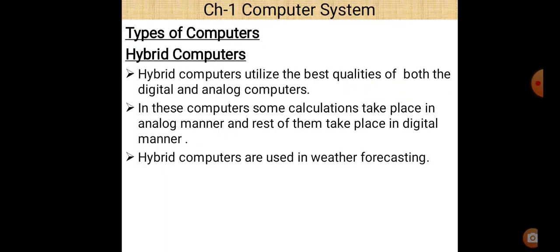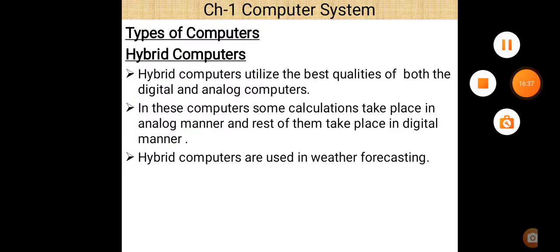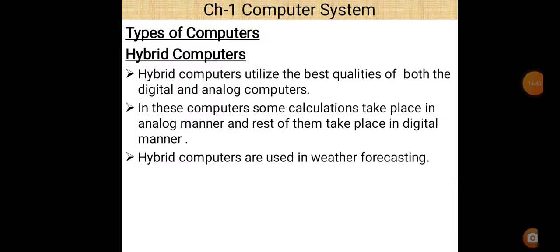Next is hybrid computers. Hybrid computers basically are the combination of analog and digital computers. So that's why they are called hybrid computers. Hybrid computers utilize the best qualities of both the digital and analog computers. These computers are basically used in weather forecasting, where some calculations take place in an analog manner and the rest of them take place in a digital manner.